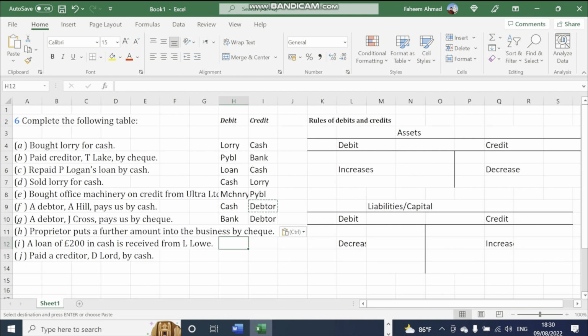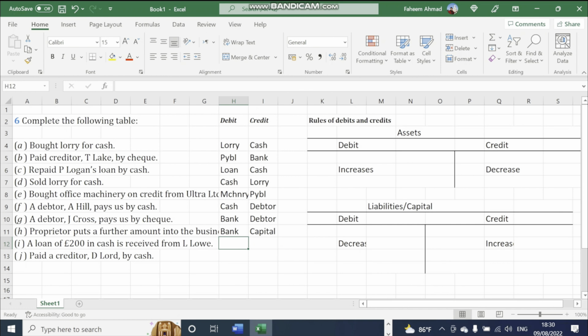Proprietor means capital, puts a further amount in the business by check. Check is an asset, increases debit. So bank debit and capital, because owner is putting more money in the business, capital is increasing. Capital increases credit. So I will take here capital.